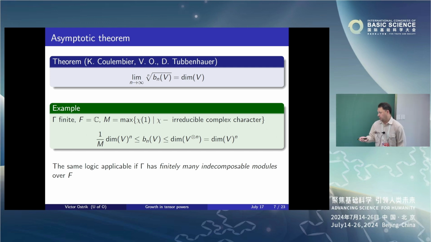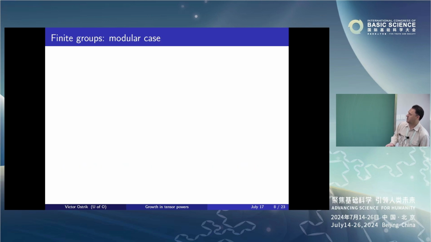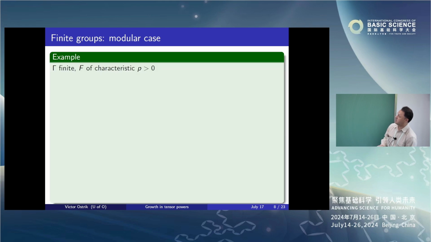Same logic applicable if for my group I have just finitely many indecomposable modules. You take this M for maximal possible dimension of this indecomposable module and you are fine. Or maybe even more generally, if you have some bound for dimensions of indecomposable modules. So unfortunately, this is very, very rarely the case. So it's not really a generic thing. So let me discuss the next case.